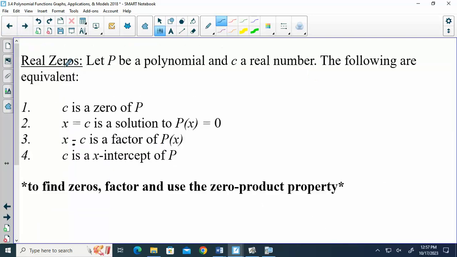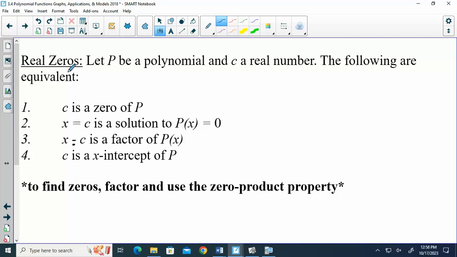Zeros. So we can say the same thing a lot of different ways. If I say a number is a zero, we've been seeing that on those polynomials where you're factoring. We're finding the zeros, basically finding what makes it equal 0. So we could say x equals c is the solution and p of x equals 0. When we plug in c, it makes it 0. A factor is when you have the x with it. So I could say x minus c is a factor.